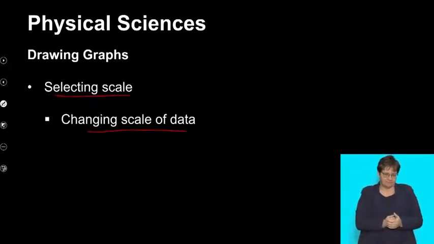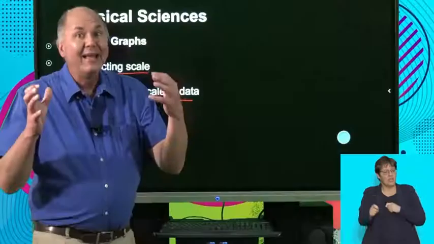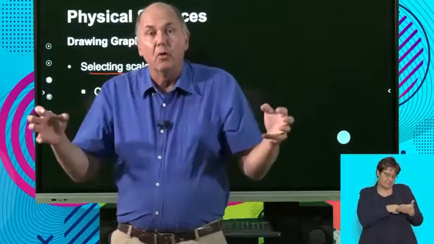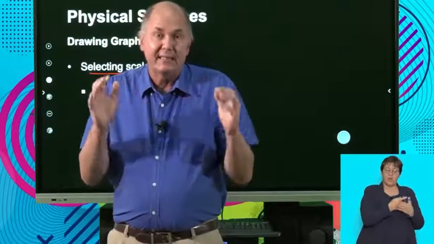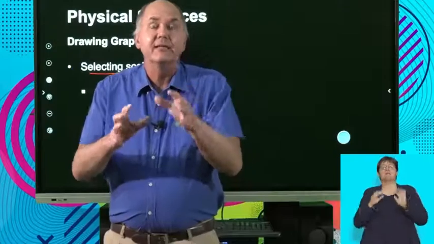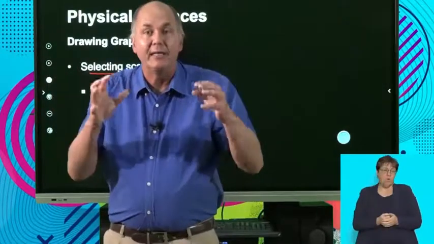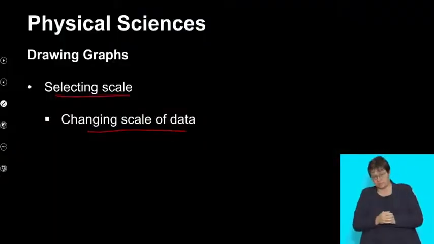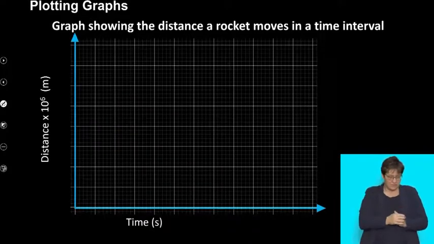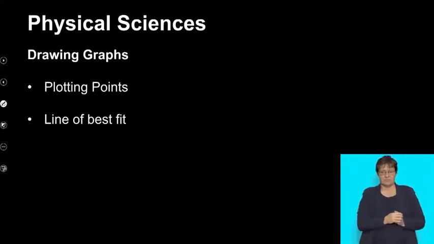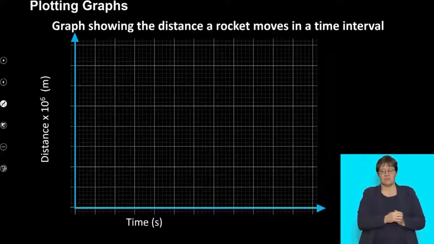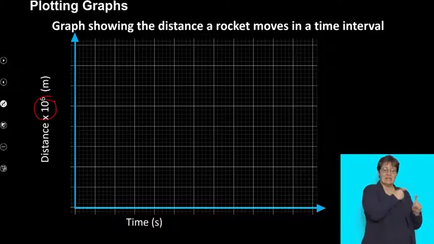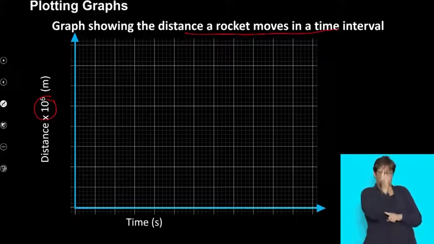One of the ways of doing that is to change the actual data. So sometimes the data could be very small, and instead of writing it as it's given, we can say times 10 to the 15 or times 10 to the minus 3. And I'll show you an example of exactly that as we look a little bit further. I think I missed that, but on here, there it is. I've put the distance as times 10 to the 6 because you see it's the distance a rocket moves in a time interval.